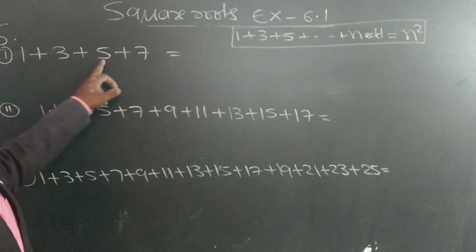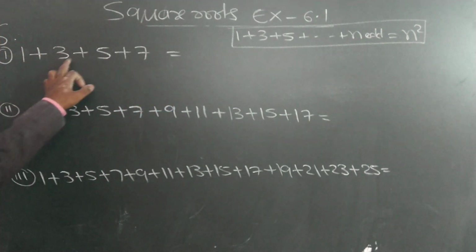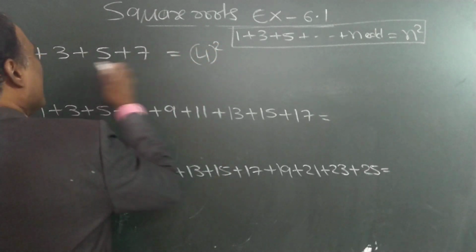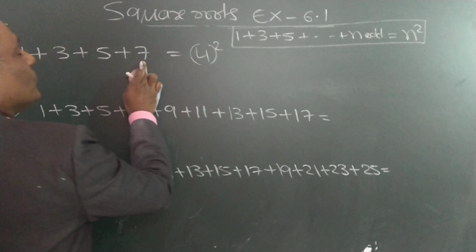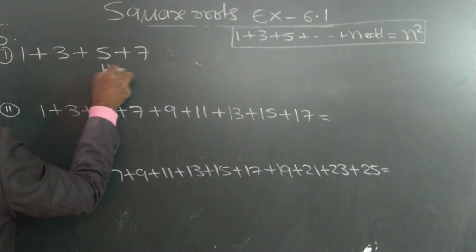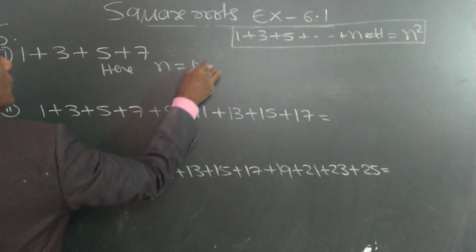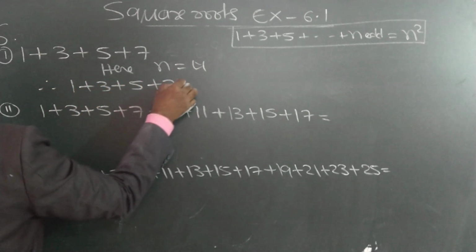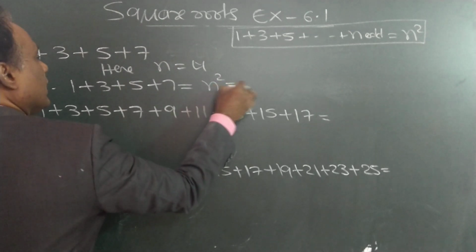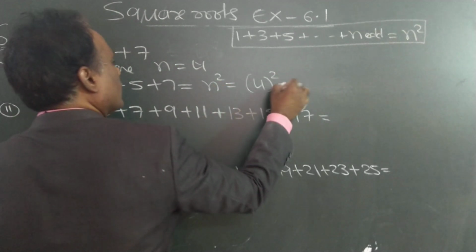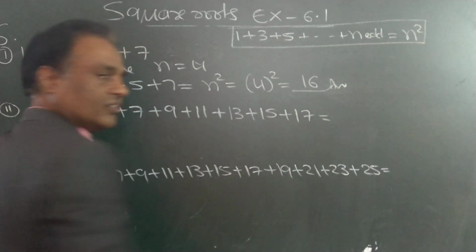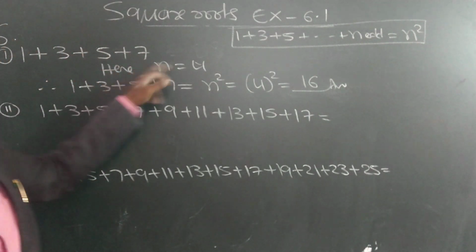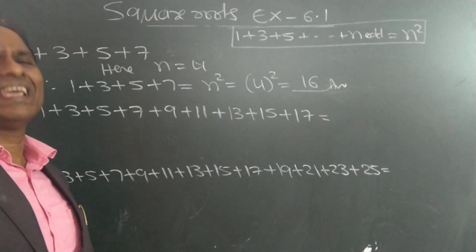So 1 plus 3 plus 5 plus 7. How many numbers are there? 1, 2, 3, 4. 4 numbers, so 4 square. Here n is equal to 4. Therefore 1 plus 3 plus 5 plus 7 is equal to n square, that is 4 square. 4 square is how much? 16. You check: 1 plus 3 is 4, 4 plus 5 is 9, 9 plus 7 is 16. n square formula.